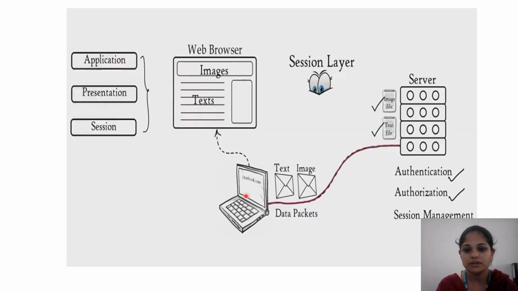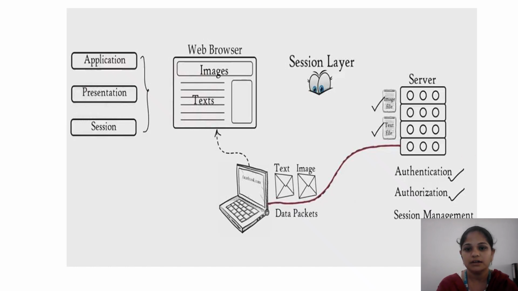The session layer will have the data packet. The data packet is nothing but text or images converted into a packet that will be given to the server. This session layer is responsible for three things: authentication, authorization, and session management. For example, for session management, if we use an organization's Wi-Fi and stay idle for some time, it will show a session timeout pop-up. That is session management, which is handled in the session layer.